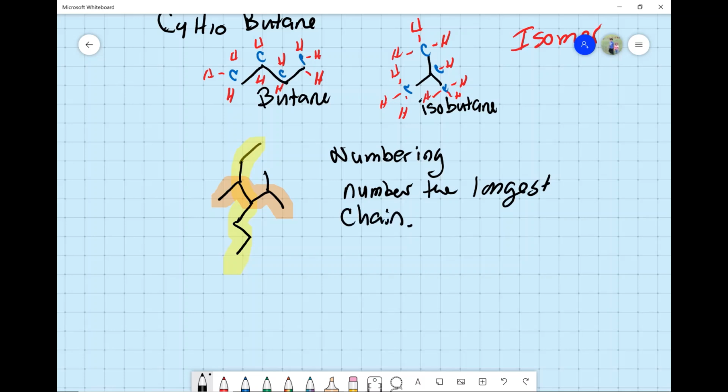All right, so number the longest chain. Sorry, my handwriting is bad. For something like this, you would want to number it going this way. So 1, in fact, let me use a different color to make it a little more clear, hopefully. So 1, 2, 3, 4, 5, 6, 7. So number top to bottom. So number the carbons.